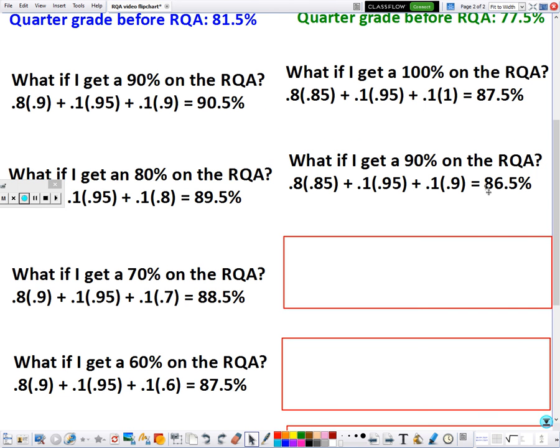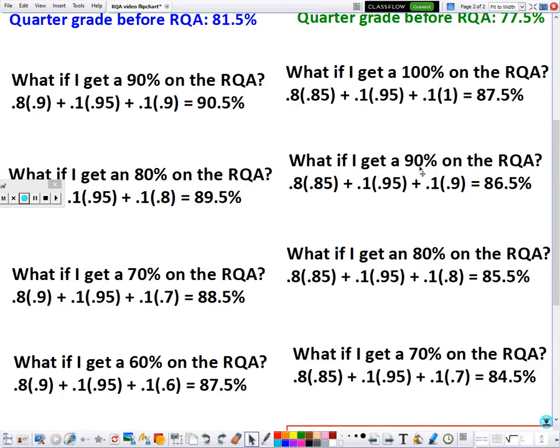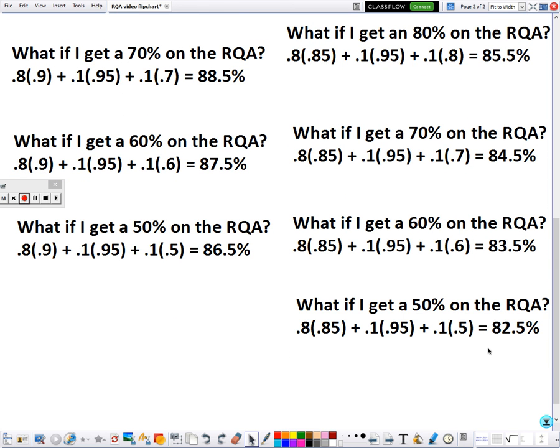And then if we get a 90%, an 80, so we can see if we get a 90%, that's an 86.5 for the quarter. So it's a B. An 80%, still a B. A 70%, still a B. A 60% and a 50%, still a B for the quarter.